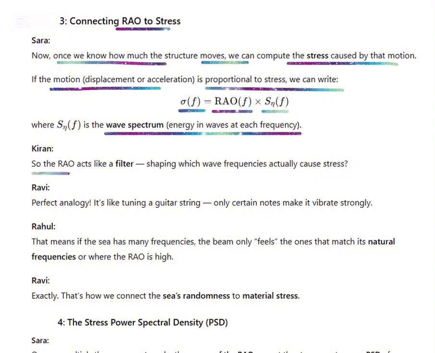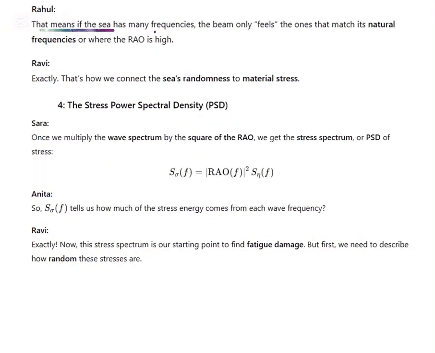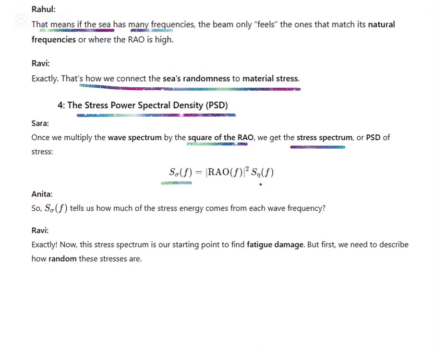The RAO acts like a filter, shaping which wave frequencies actually cause stress. It's like tuning a guitar string: only certain notes make it vibrate strongly. That means if the sea has many frequencies, the beam only feels the ones that match natural frequencies or where RAO is high. That's how we connect the sea's randomness to material stress. Once we multiply the wave spectrum by the square of the RAO, we get the stress spectrum, the PSD of stress. It tells us how much stress energy comes from each wave frequency.